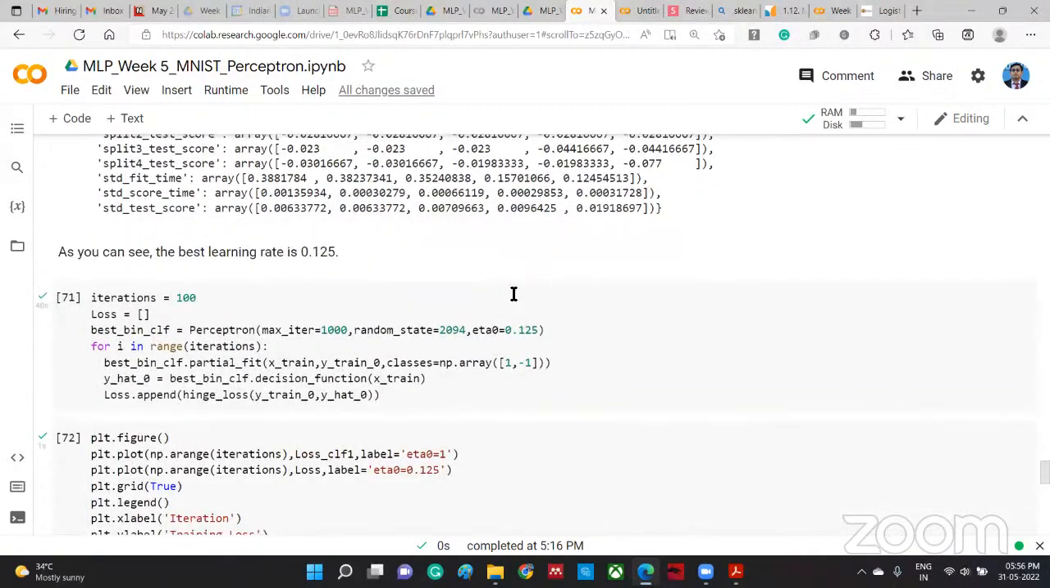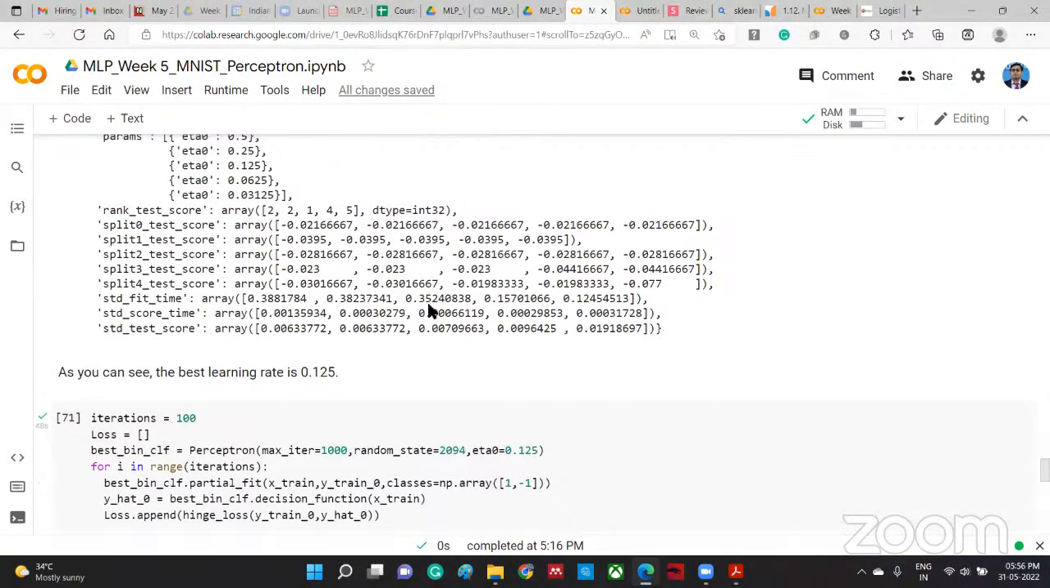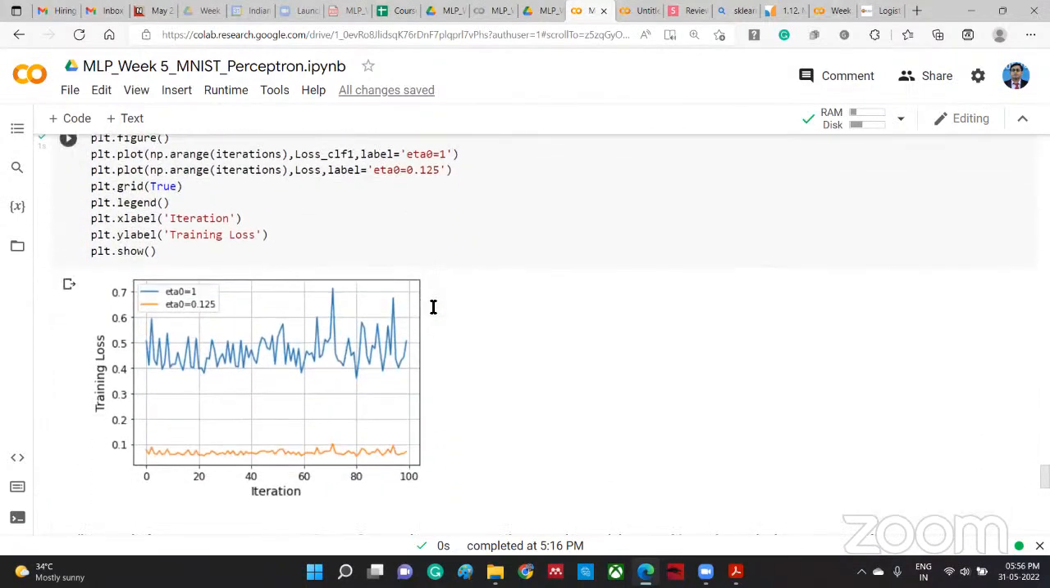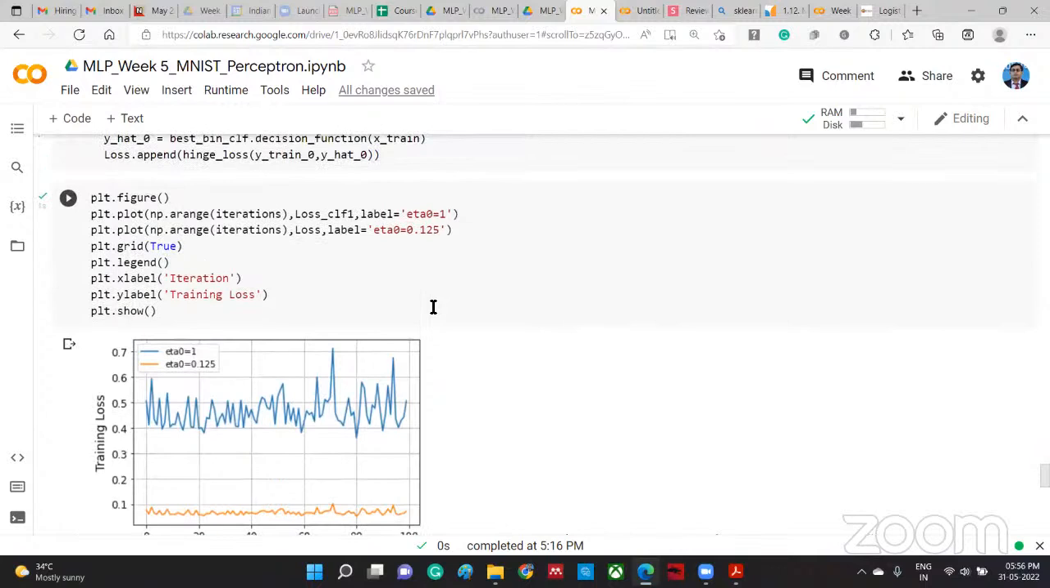And so the base learning rate which they obtained is 0.125. For eta 0 equal to 1, the training loss was again 0.4 to 0.5 and so on. But if we put eta 0 equal to 0.125, then only we are getting the training loss to be very low, right? I mean, even less than 0.1 is the training loss we are getting.